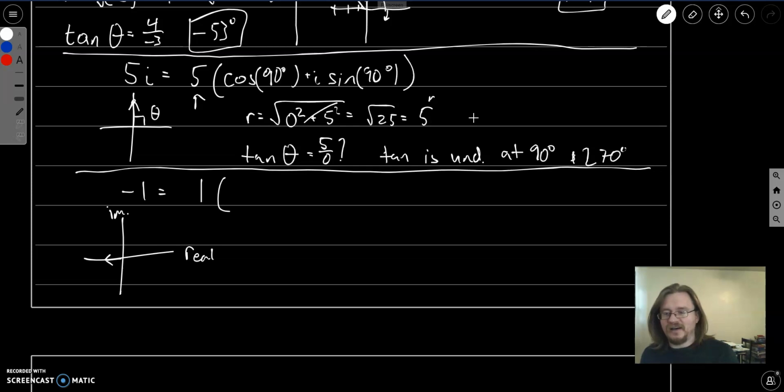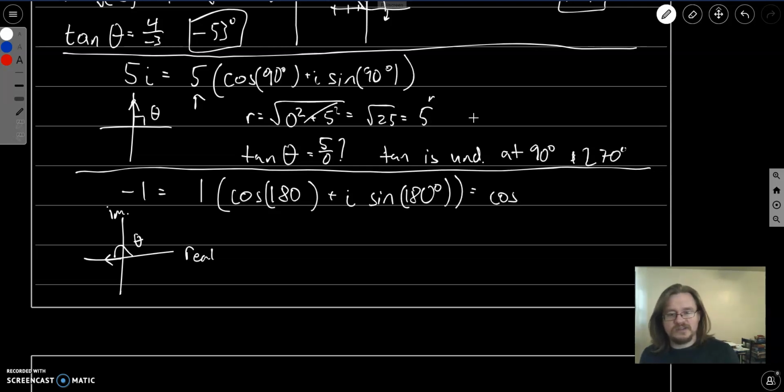Okay, and then likewise, what is this angle here? Well, that's a straight line, so this is 180 degrees. This is 1 times the cosine of 180 degrees plus i sine 180 degrees. And even here, if I multiply something by 1, well, why even write that down? So this is just cosine of 180 plus i sine 180.